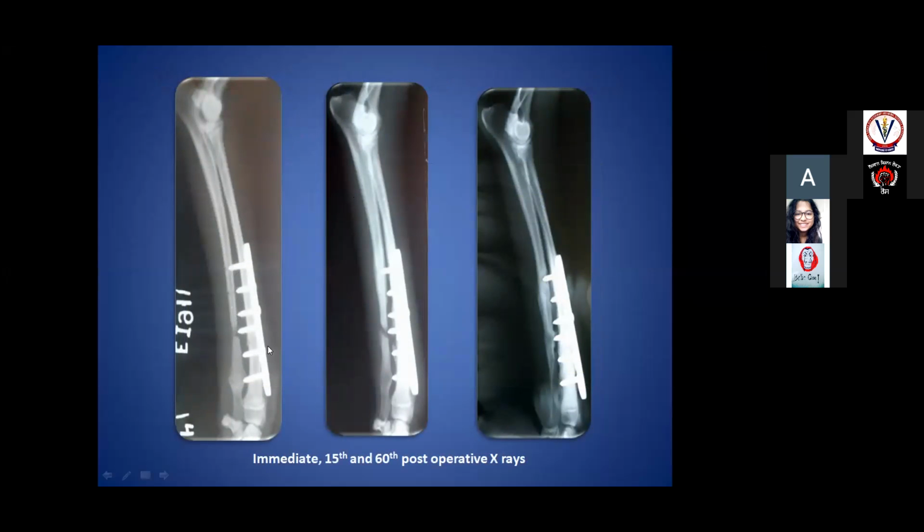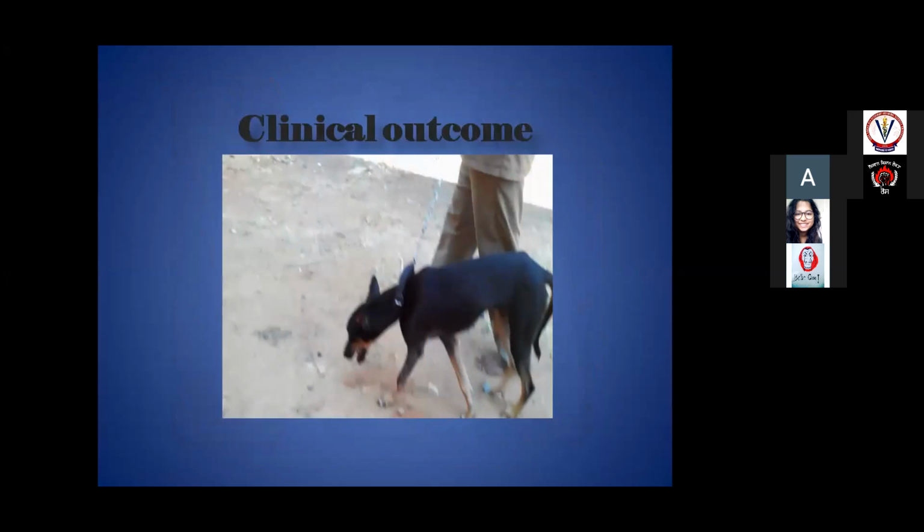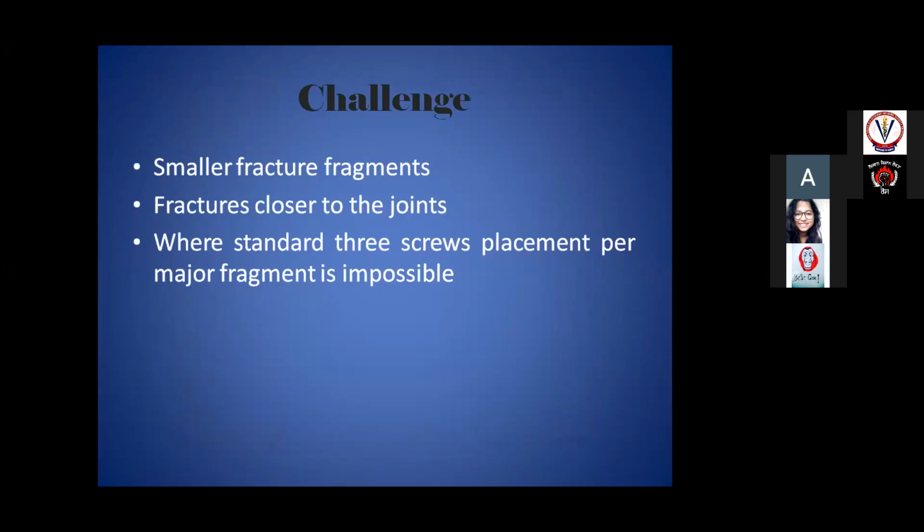So this is the second exercise, which is the locking compression. You can see the gap between the plate and the bone. This gap is utilized by the blood vessels for supply of the blood, so that there is no problem of stress protection. This is how the animal walks.